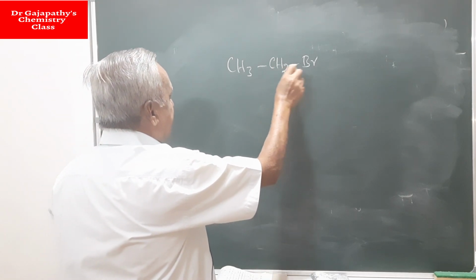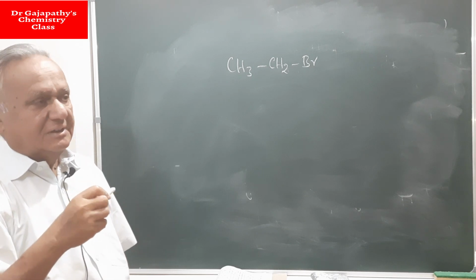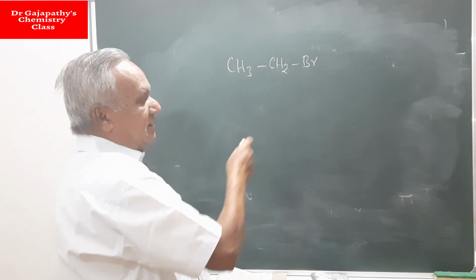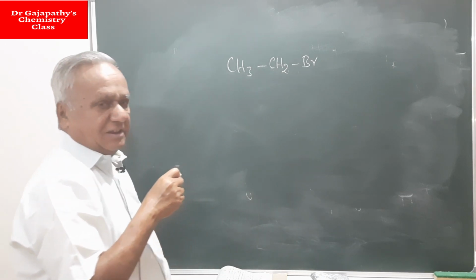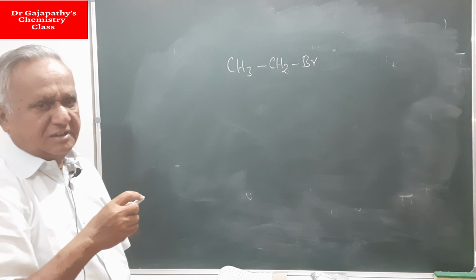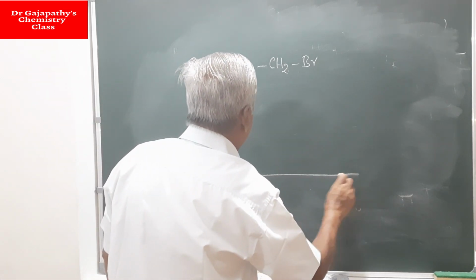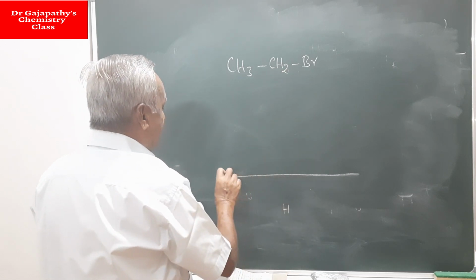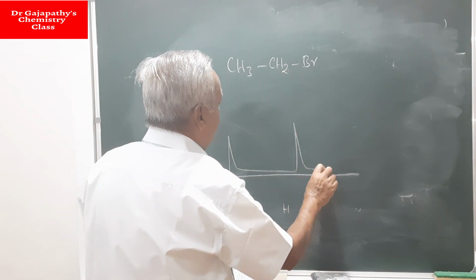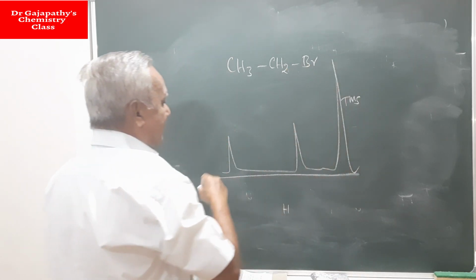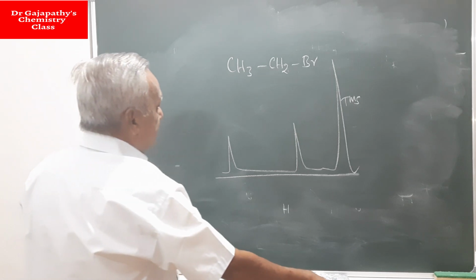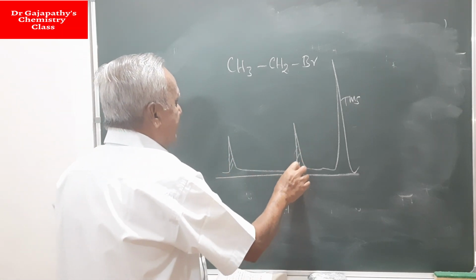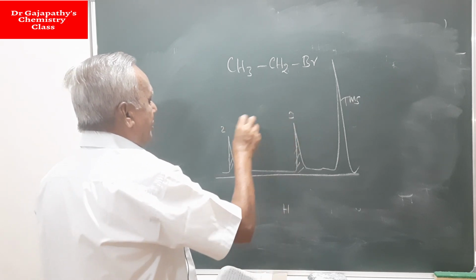This carbon is attached to an electronegative atom. So electrons will be attracted by this atom. It will not be shielded because the electrons have shifted. So this will absorb at a low field, and this will absorb at a high field. So the spectrum will look like this. CH2 will absorb at a low field, and CH3 will absorb at a high field. Of course, you have TMS here, the reference material. As I mentioned earlier, if you measure this area, this will correspond to 2 protons and this will correspond to 3 protons.